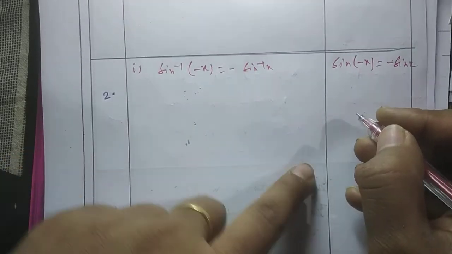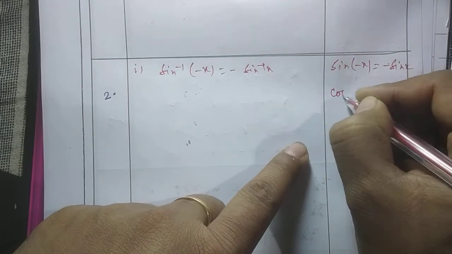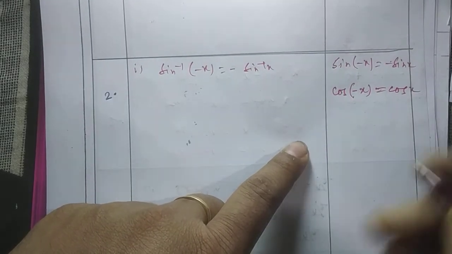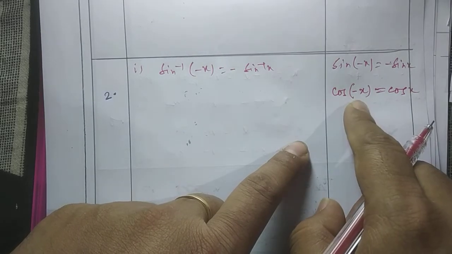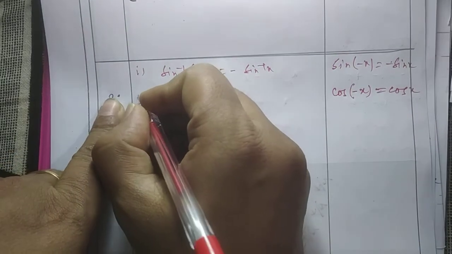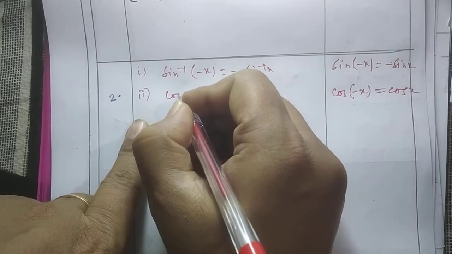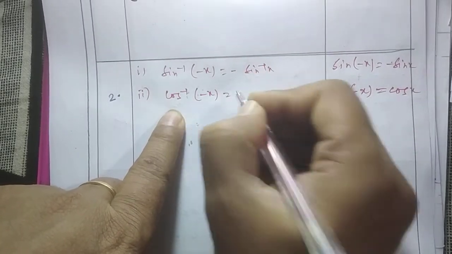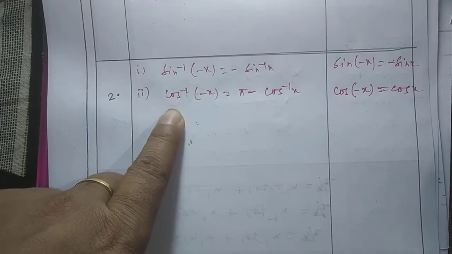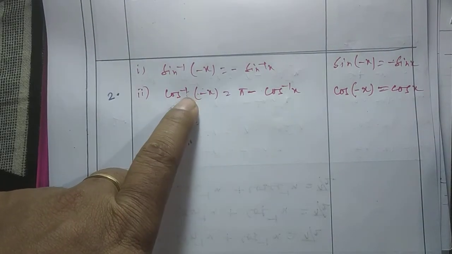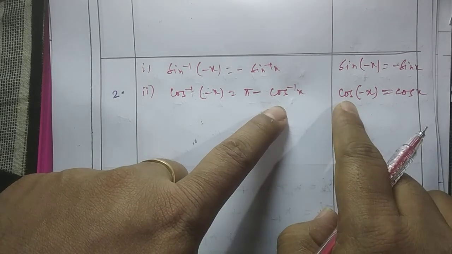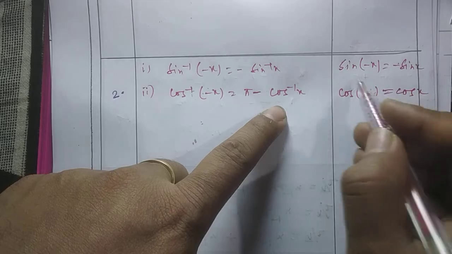Correct? Now let us come to the next one. Already we know cos of minus x equal to only cos x. There is no effect of negativity on cos. That means cos of minus x will be only plus cos x. Similarly, here it will be cos inverse of minus x. It will not be only cos inverse x. Here pi minus will be there. That means here you have to remember cos inverse of minus x will be pi minus cos inverse x. But although we had cos of minus x equal to cos x, don't be confused between them.